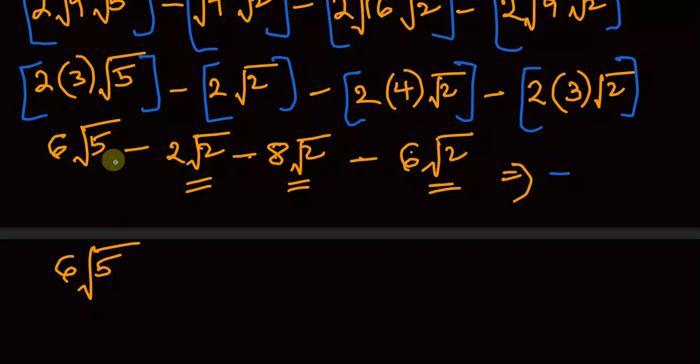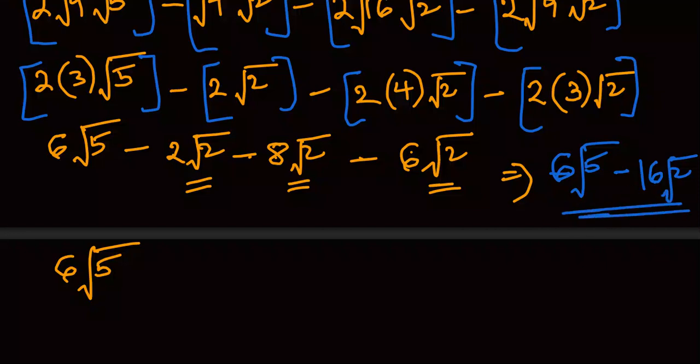Okay, let's start with the positive one. It's going to be 6 root 5. Then minus 16 root of 2 remains. This will be our answer. That will be our answer for the question. We can look at another part. Hope you have understood the concept over there already.